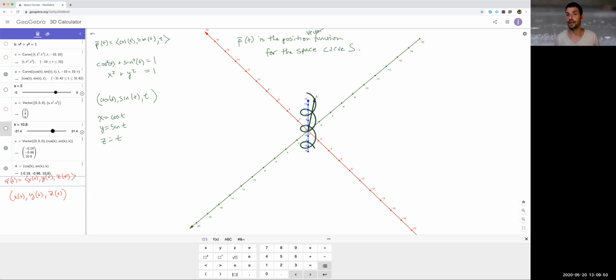Okay, that's really it for this one. We'll do some more stuff with these space curves, how to build some more interesting ones, and then we'll get into some calculus on space curves in a couple videos.